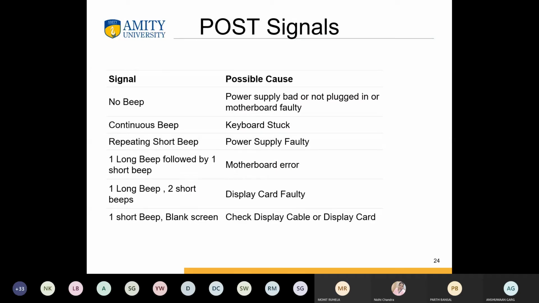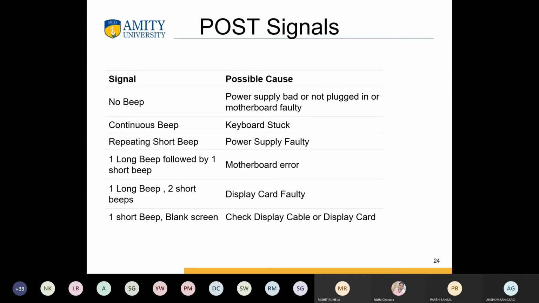If you remember the old desktop that you used to use, on a laptop it is only lights that blink. But most of the time when we used to have the desktop kind of machine, we used to have this kind of error: no beep, continuous beep, repeating short beep, and each and every signal has a corresponding error related to it when we go for this power on self test. And now on your laptop, when you start the system, every component is blinking.